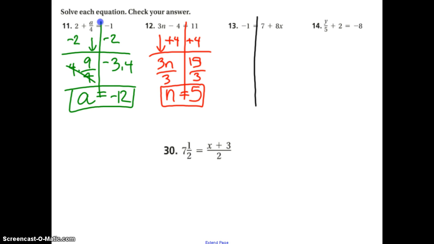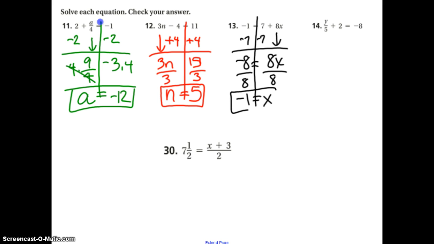Oh no, the x is on the right. Does it matter? It does not. All right. This 7, is it positive 7 or negative 7? Positive. So therefore I subtract 7 from both sides. Be super careful. Negative 1 minus 7, negative 8. Drop down your 8x. Divide by 8. Negative 1 equals x. You're golden.